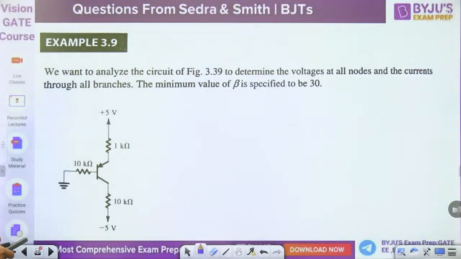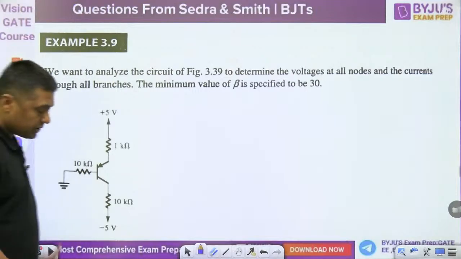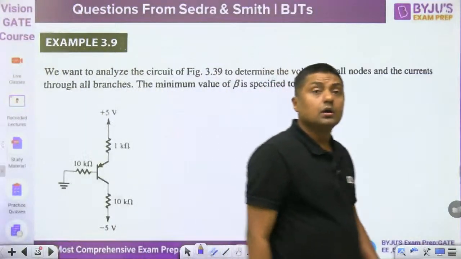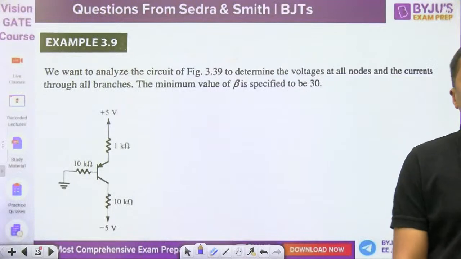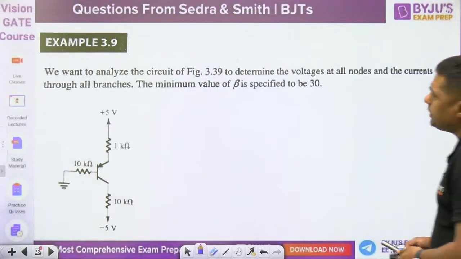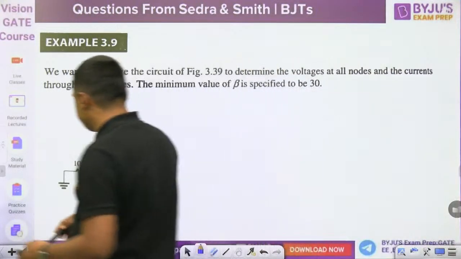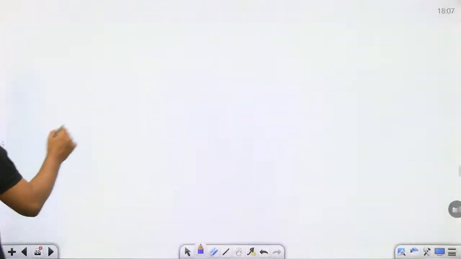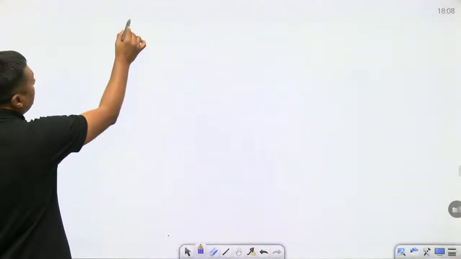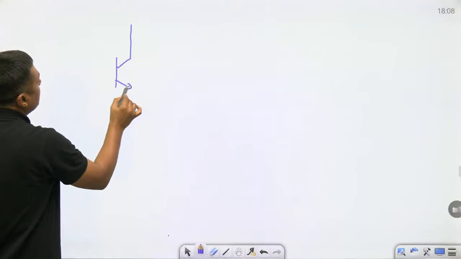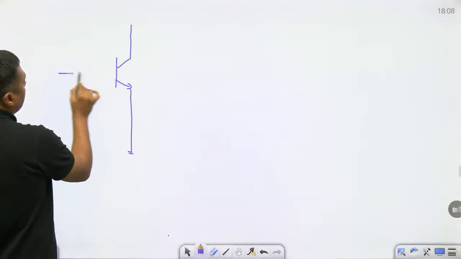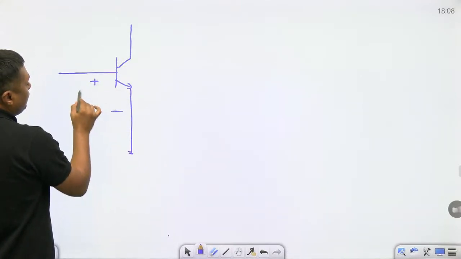Here is the next question. What you are asking, Akanksha, what are the conditions for cutoff? Cutoff means what, you have to check the value here. Always remember, if it is given in the question whether the BJT is in cutoff, yes or no, then you have to check that VBE.